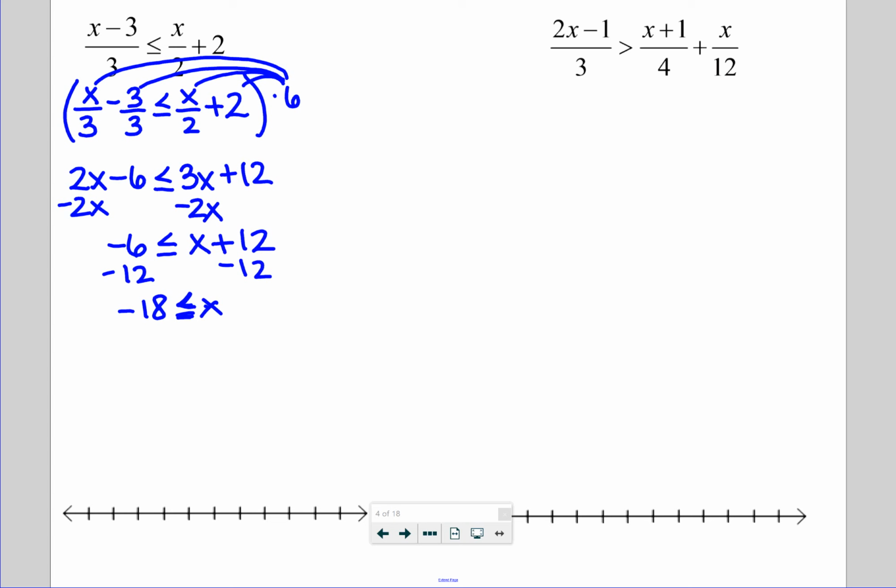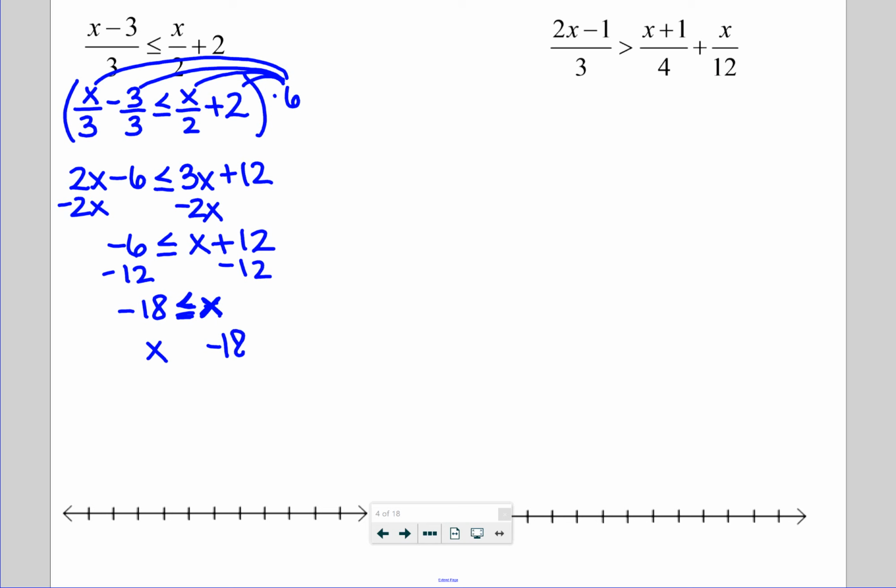Sometimes people will get a little confused with this notation when the variable's on the right side, so make sure you always think back to that alligator mouth. Whichever way it's opening is larger, so we know that x is larger or greater than negative 18. You can always rewrite this the other way if you like the variable on the left.